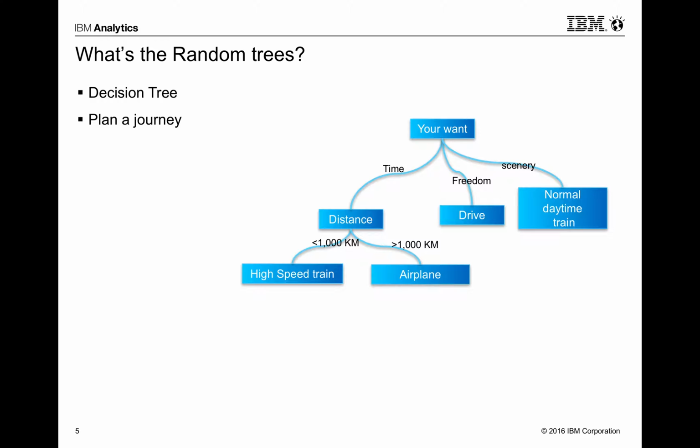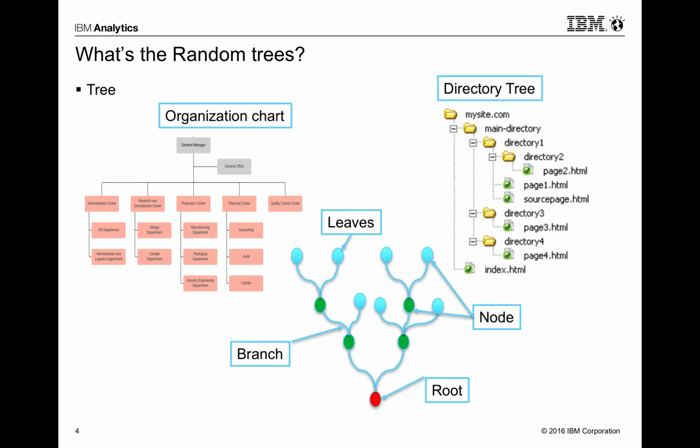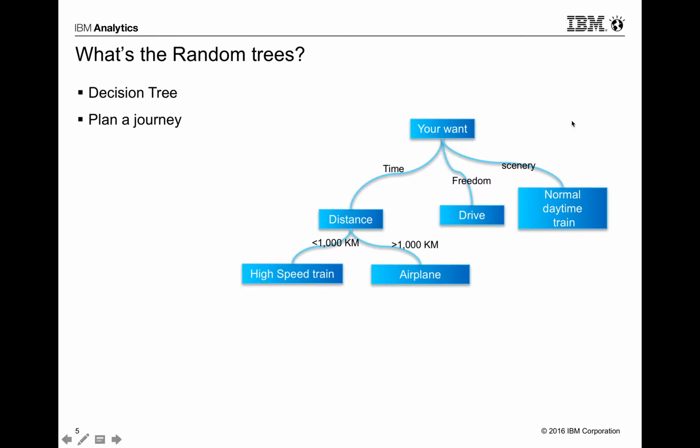If you want freedom and want to stop anywhere, you'd better drive a car yourself. And if you want scenery, you can take a normal daytime train to enjoy your journey. That is the decision tree. In a decision tree we have conditions. If we choose the conditions, we can follow the branches and conditions to the final decisions. The decision tree helps us make decisions. It is a very common data mining method.